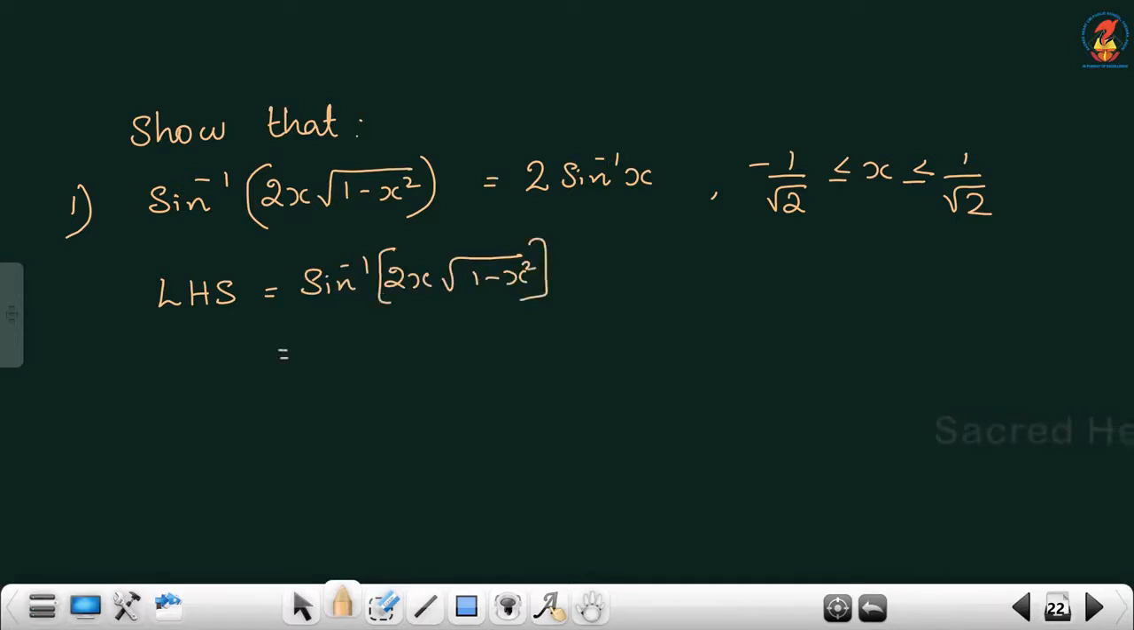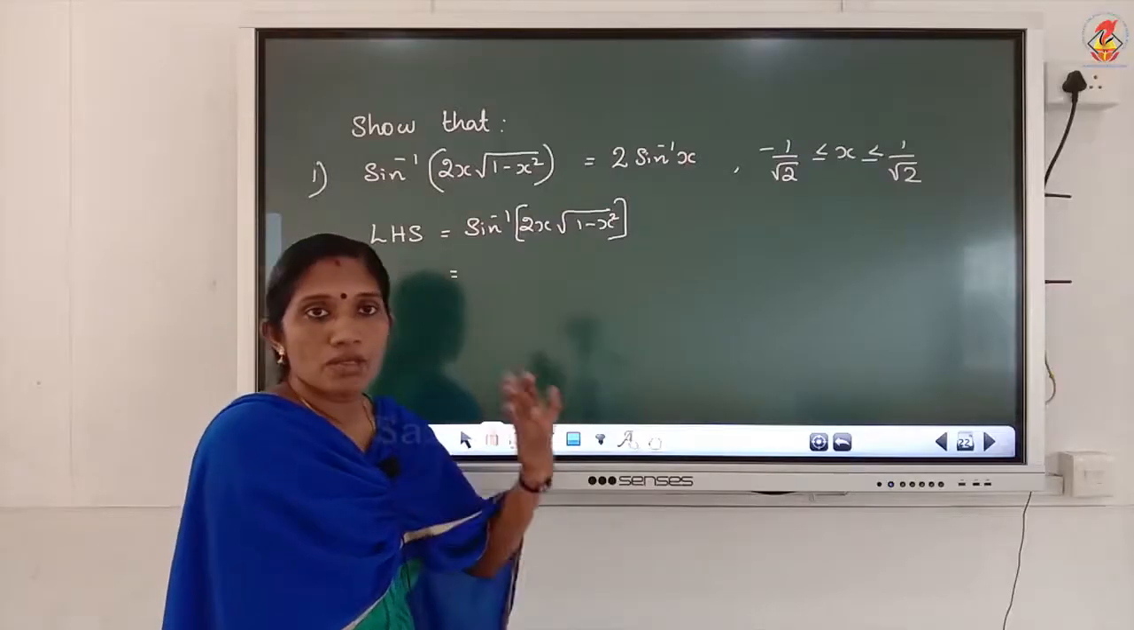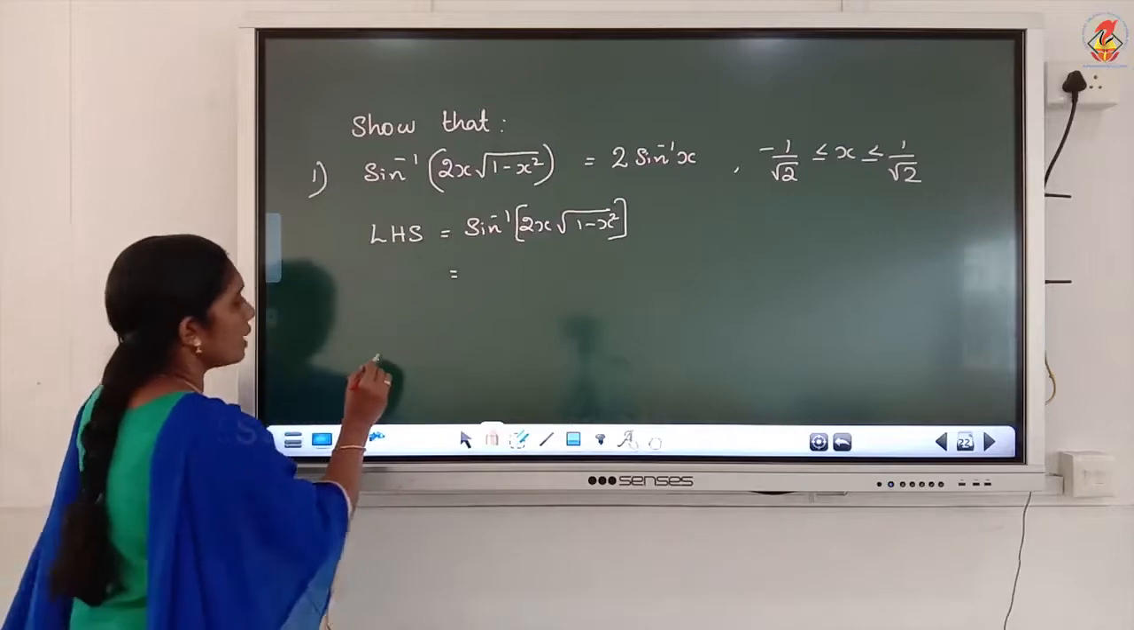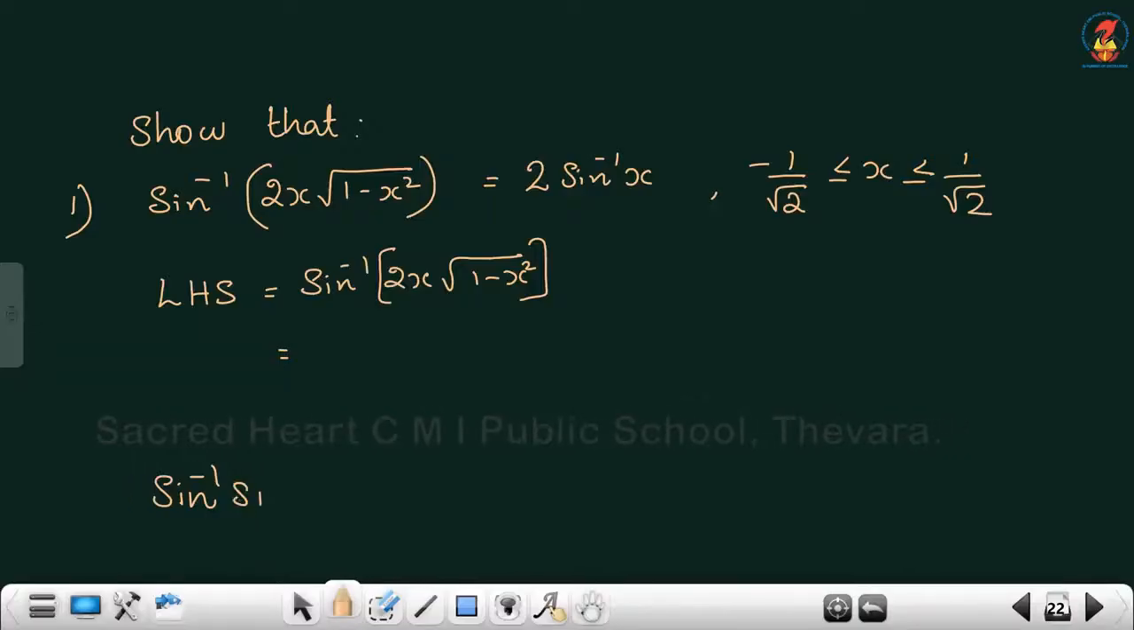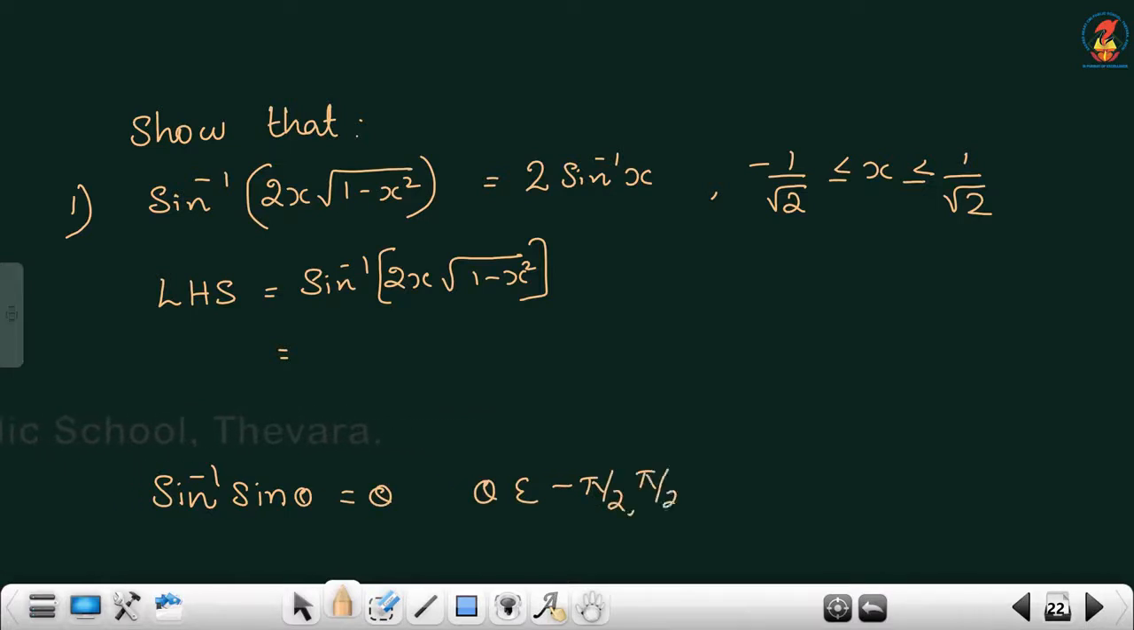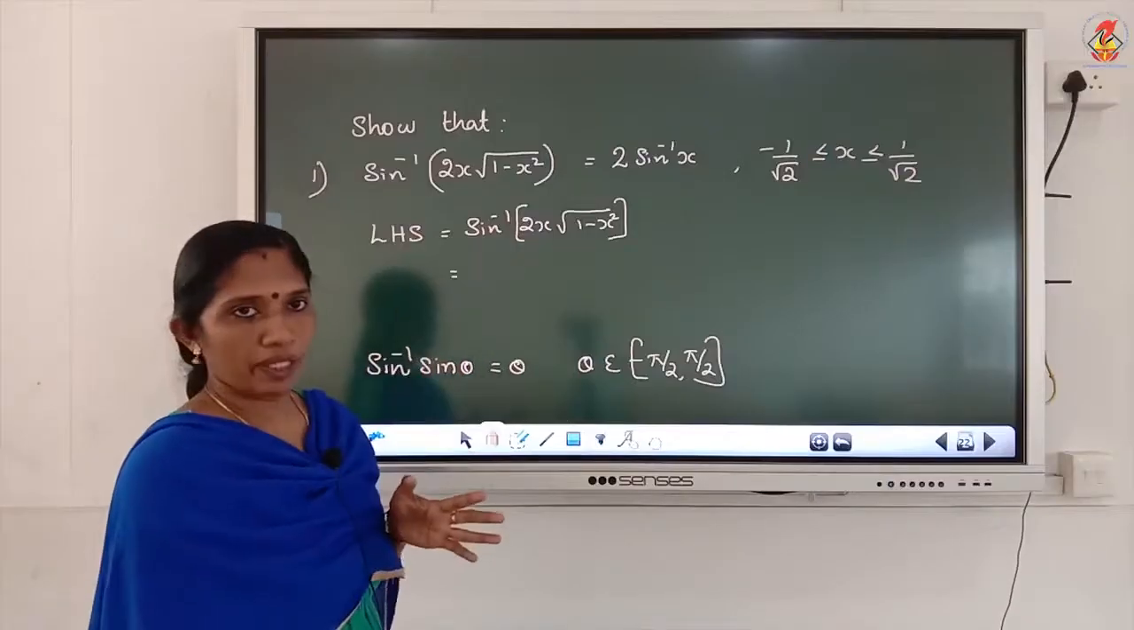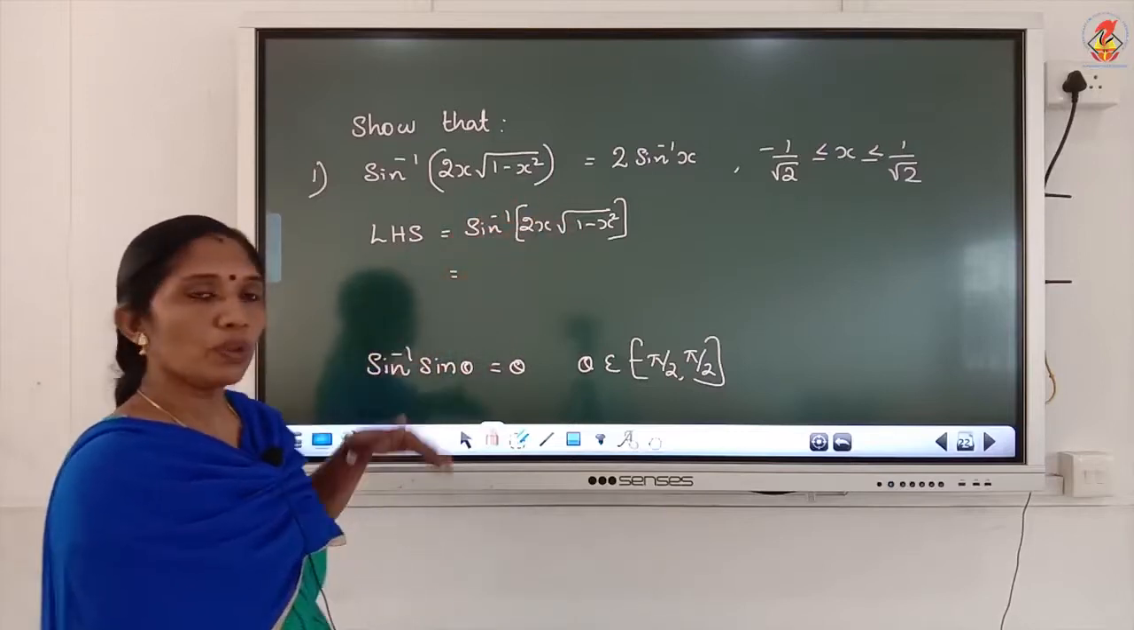The method is, here we have a bracket, and outside we have sin inverse. So we have to convert this bracket in terms of sine, so that it becomes sin inverse of sine theta, in that form. Then we can write theta, if this theta belongs to minus pi by 2, pi by 2. This is the technique. So we have to convert this bracket in terms of sine. We can put a substitution, then only we can convert this into sine.